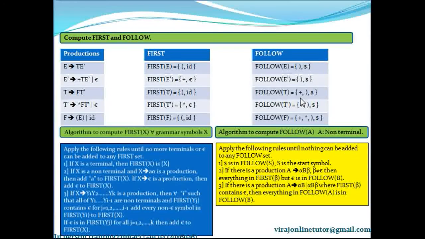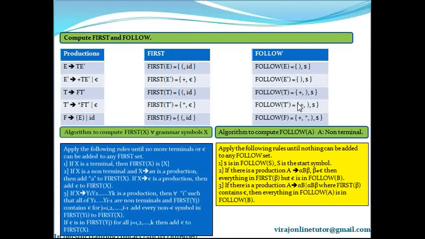It's a small tip. Follow never contains epsilon. So even though I say over here, add first of E dash to follow of T, first of E dash actually contains two characters, plus and epsilon. But I just add plus to follow of T because follow never contains epsilon.